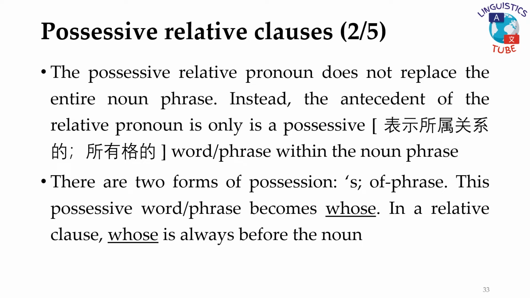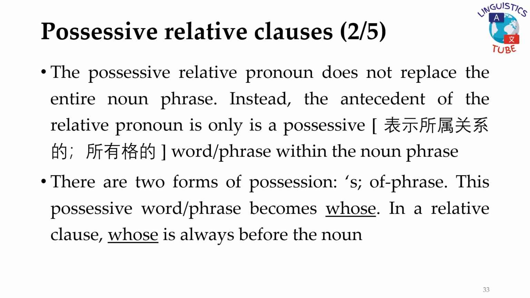The underlined words in A and C are not the entire noun phrase, but the part which shows who or what possesses the noun phrase. The entire noun phrase in A is the girl's bag. Only the possessive phrase, the girl's, becomes the antecedent of the possessive pronoun, so bag stays in the relative clause next to the pronoun.